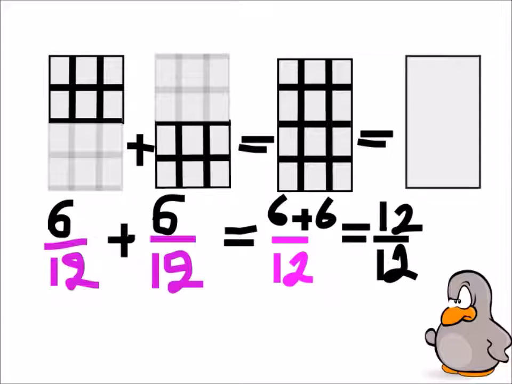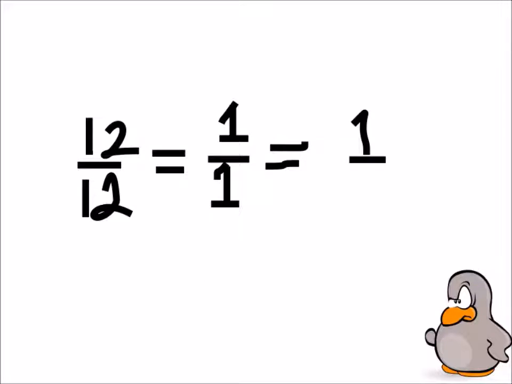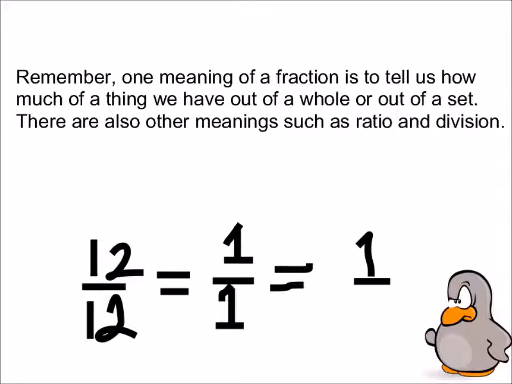Have you seen this number before? 12 over 12. Congratulations! You have now proven your work that if you add them up, you have one chocolate bar by either representing it by 12 over 12 or 1 over 1 after you have simplified it. Remember, one meaning of a fraction is to tell us how much of a thing we have out of a whole or out of a set. There are also other meanings such as ratio and division.